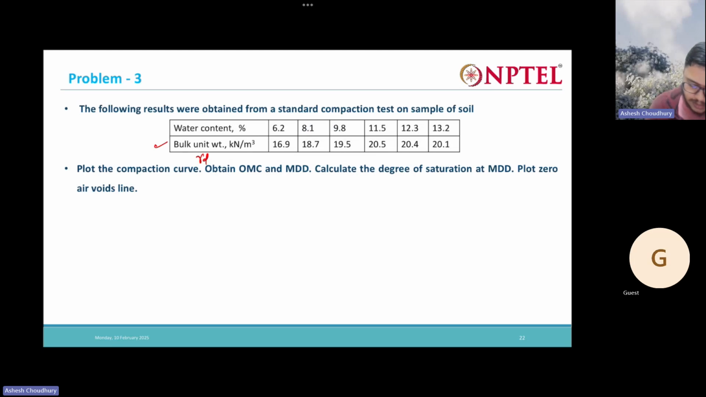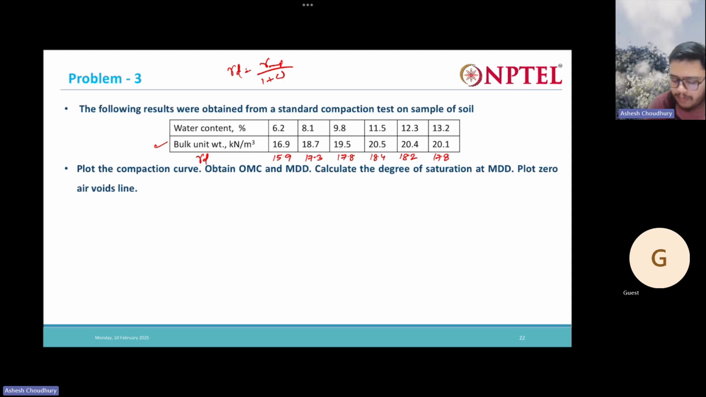Dry density is what? Easy, right? It is γ moist divided by 1 plus w. That is all you have to do. Alright, got that?